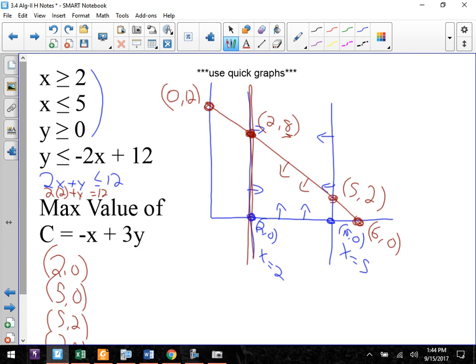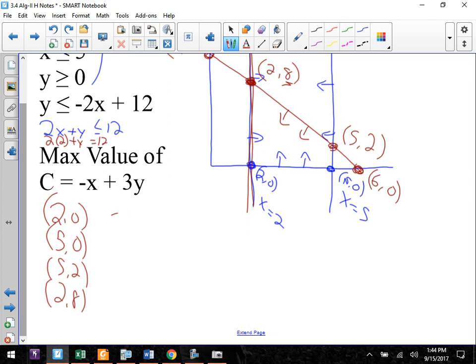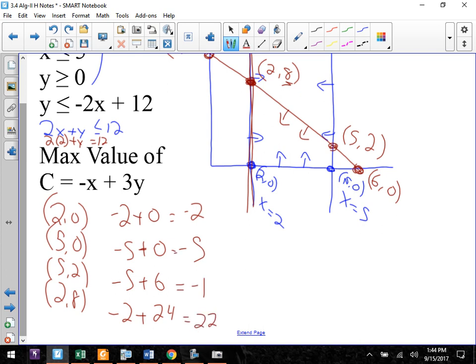Like I was saying, at this point here, you just have to substitute through. So negative 2 plus 0, negative 5 plus 0, negative 5 plus 6, and negative 2 plus 24. That gives you your specific values to be able to determine which one's your maximum and minimum. So you get... From there, which one's the biggest, which one's the smallest?